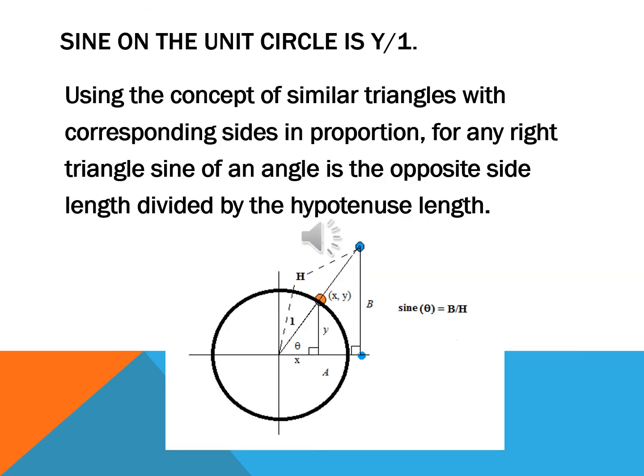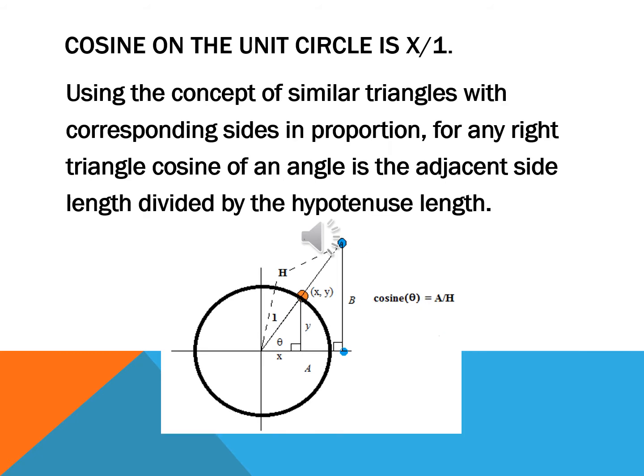This screen is a reminder of the definition of sine. In a right triangle, sine of an angle is equal to the ratio of the length of the opposite side to the hypotenuse. This screen is a reminder of the definition of cosine. In a right triangle, cosine of an angle is equal to the ratio of the adjacent side to the angle divided by the length of the hypotenuse.